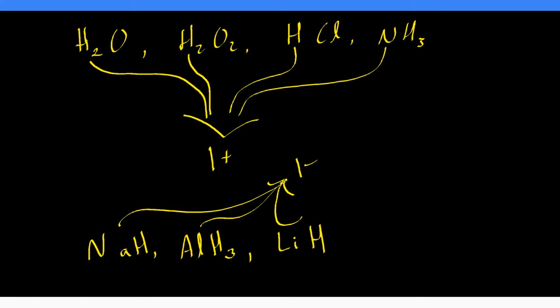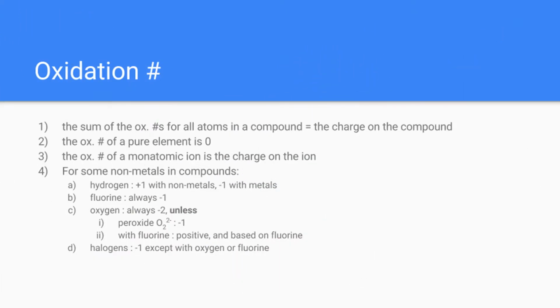Hydrogen is always +1. And down at the bottom, it is bound to some metals. You have sodium hydride, aluminum hydride, and lithium hydride, where it's always -1. So there you have a clue that can help you understand and remember. If it's called a hydride, it's -1.